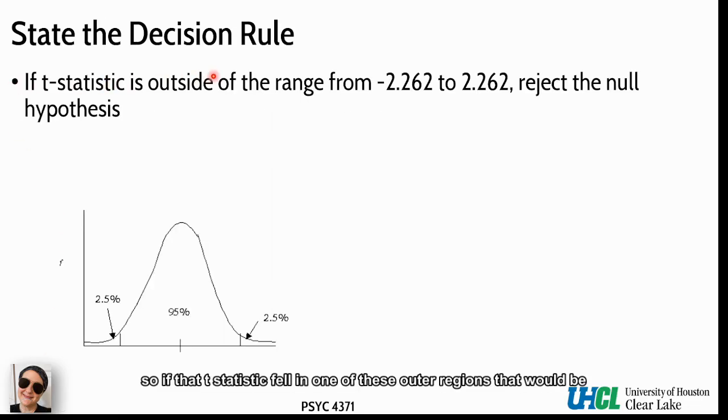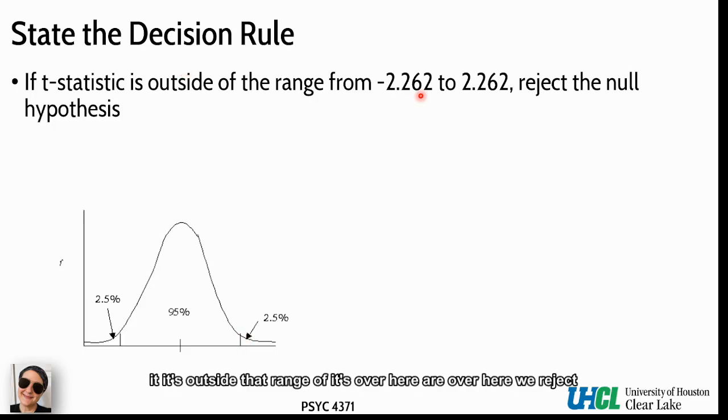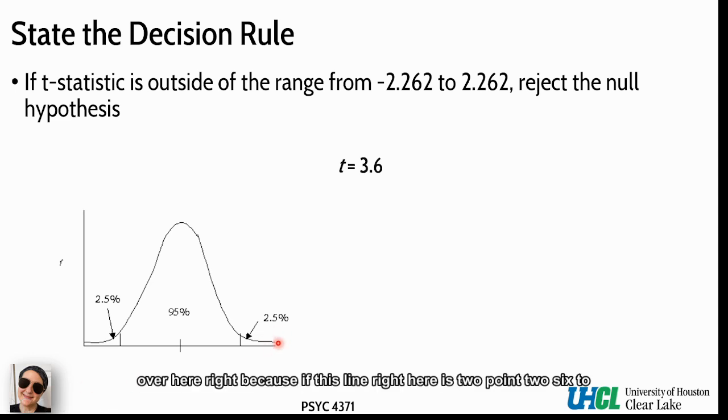So if that T statistic fell in one of these outer regions, that would be either negative, or if it falls between negative 2.262 to positive 2.262, if it's outside that range, so if it's over here or over here, we reject. And our T was 3.6, so it definitely falls over here, right? Because if this line right here is 2.262, 3.6 is greater, so it's somewhere over here in this region.